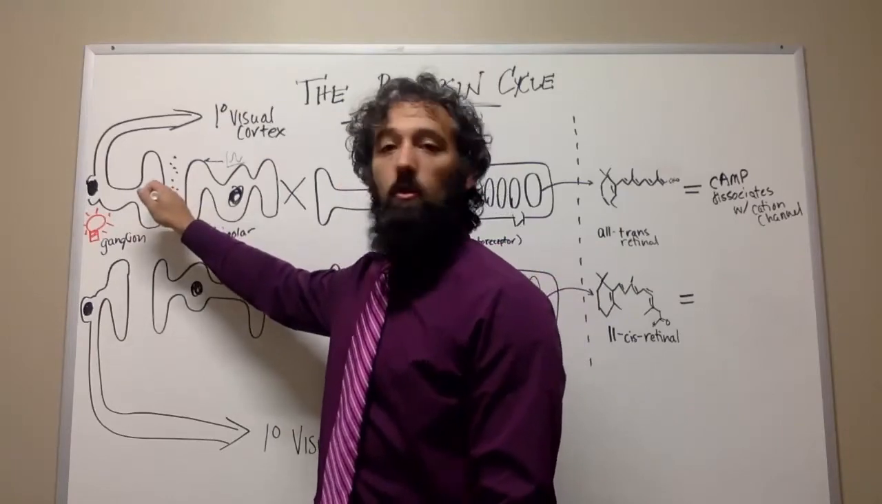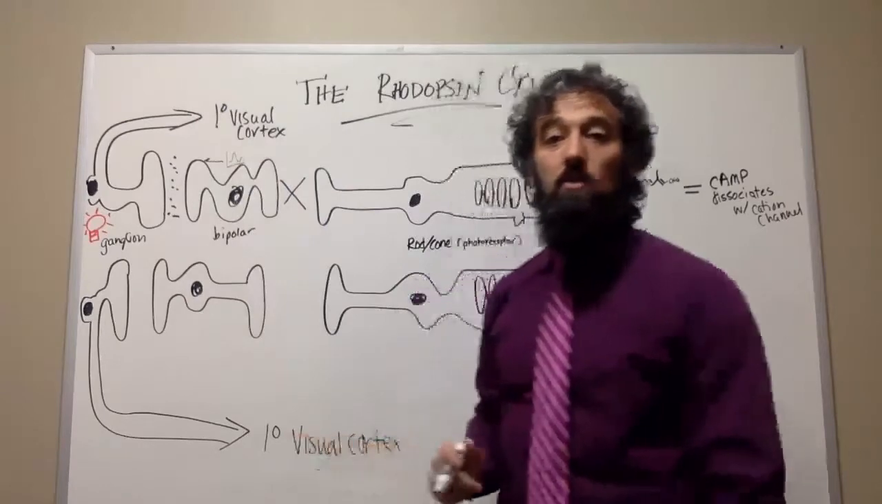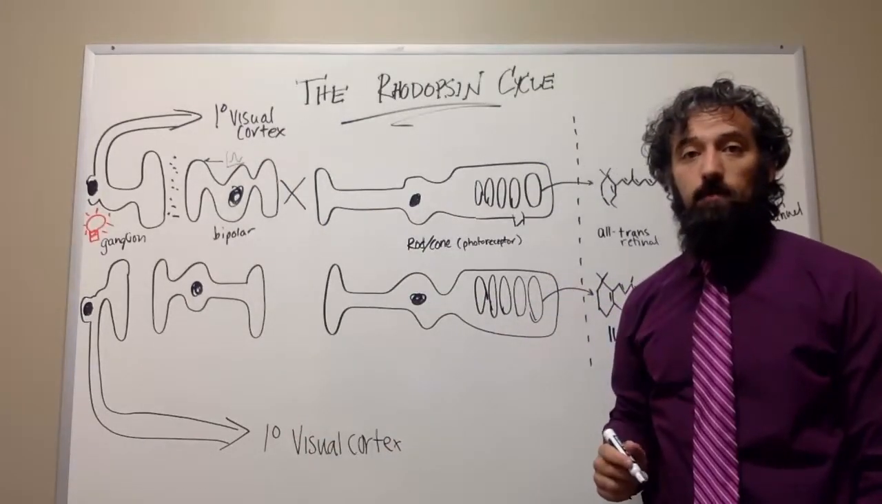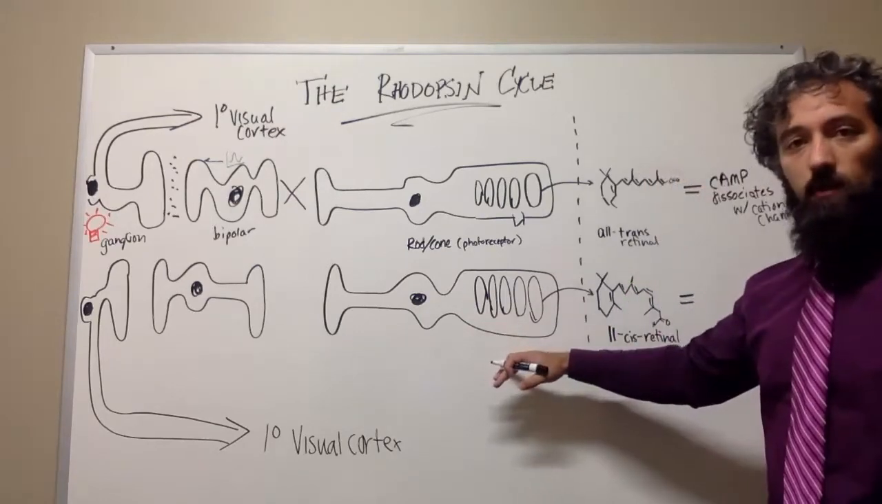The neurotransmitter is going to bind to the ganglion cell. The ganglion cell is going to send a signal to the primary visual cortex. Now that might seem a little bit weird because I didn't talk about the dark first.